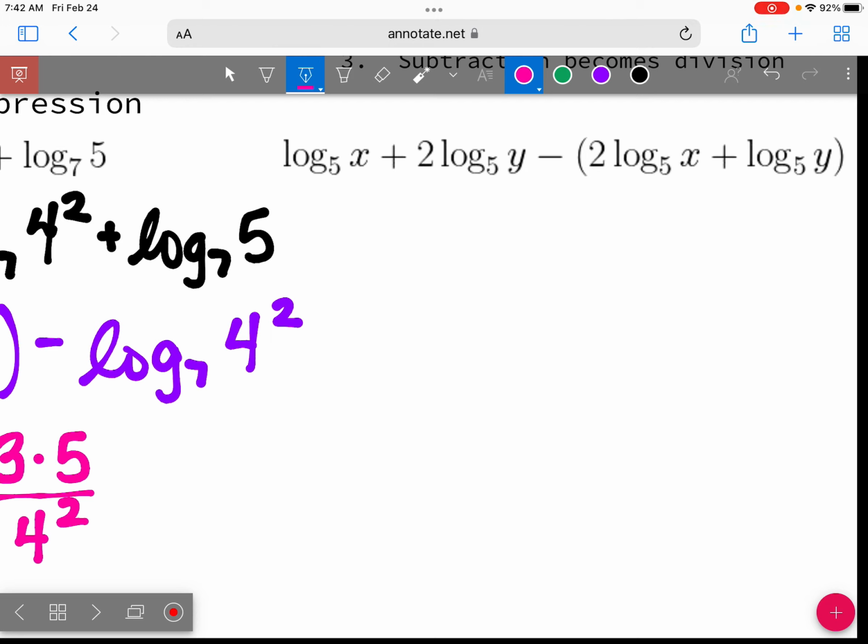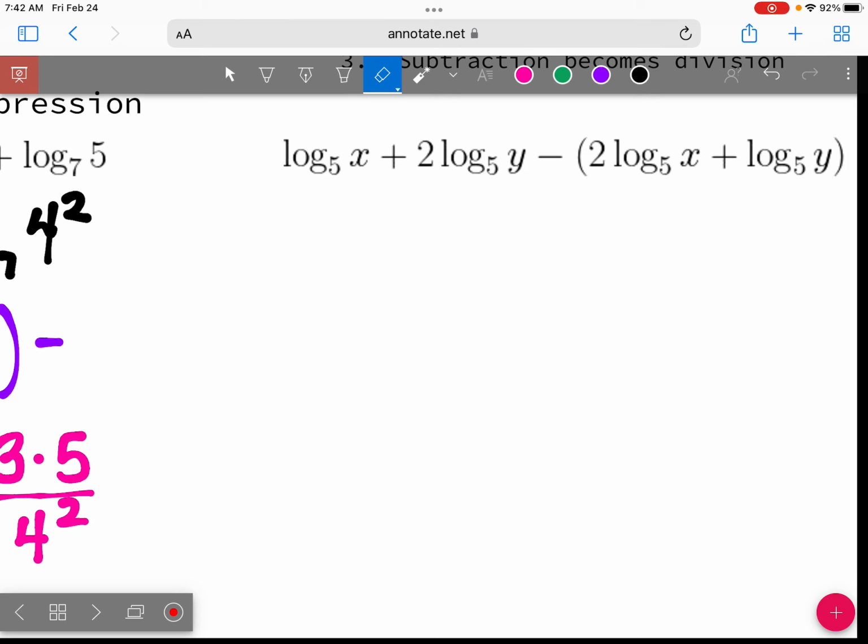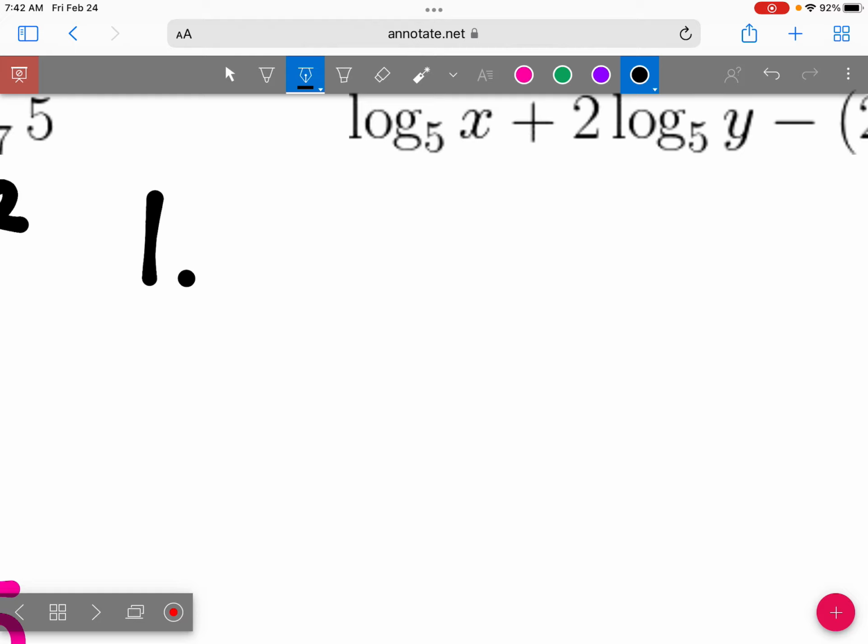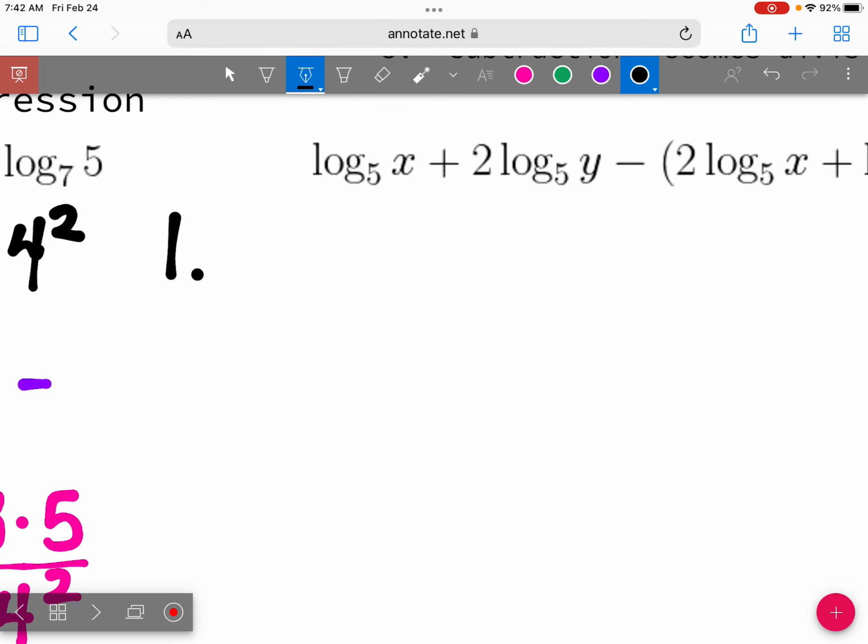First step, multipliers become powers. So where do we have multipliers? Do you guys care if I erase part of that last one? I'm just running out of room. All right, first step. Multipliers become powers, so what do we end up with in our first step?